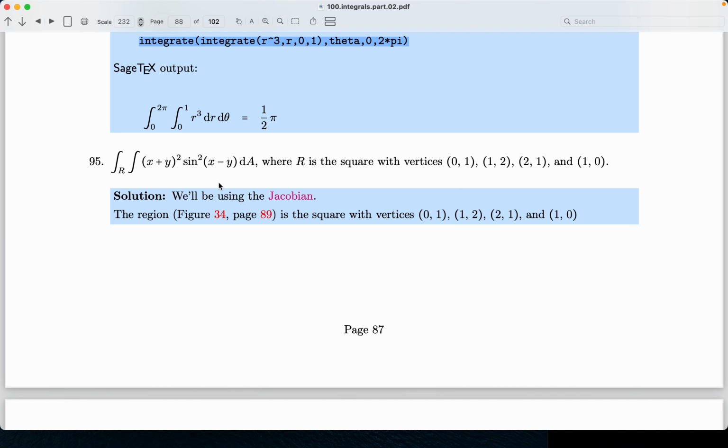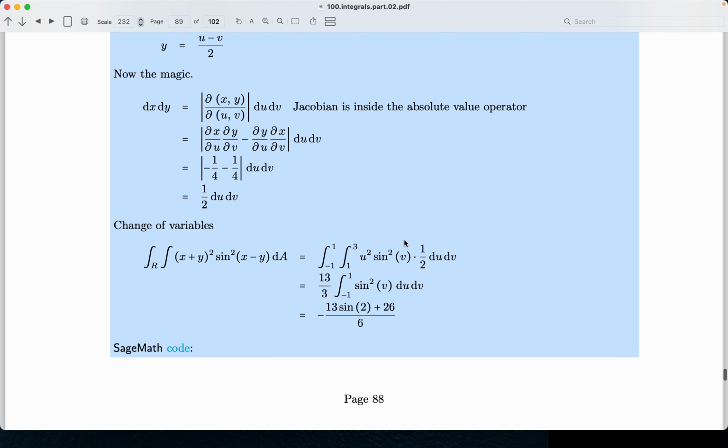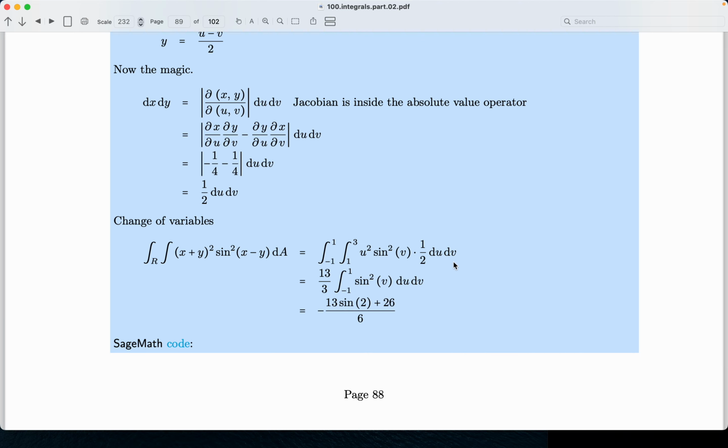Okay, we're on 95. Again, we did the paper and pencil work. We're using the Jacobian. And what do we get over here? We finally boiled it down to an integration that we could do, or at least I could do. And then we did the integration, and we got this answer over here.